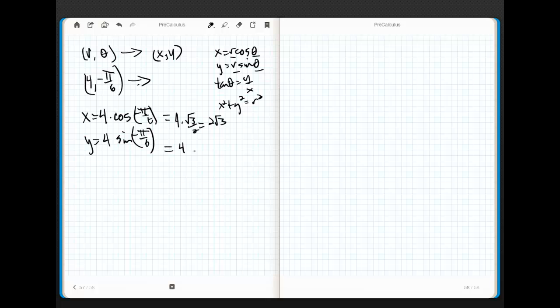What's y going to be? Well, it's 4 times what? Negative a half, isn't it? Negative 1/2, and I get negative 2. Guess what? 2 root 3 is my x, and negative 2 is my y. Now, whoa, but don't take my word for it.